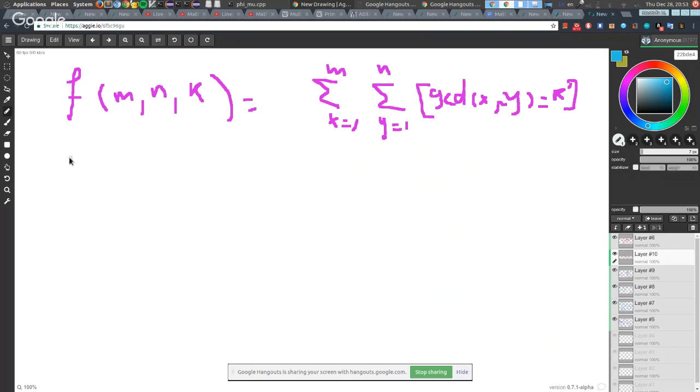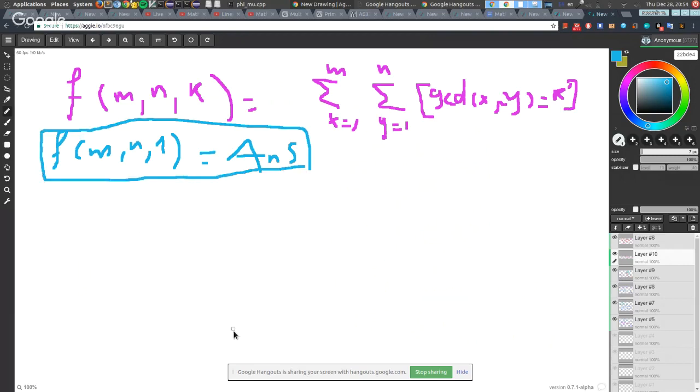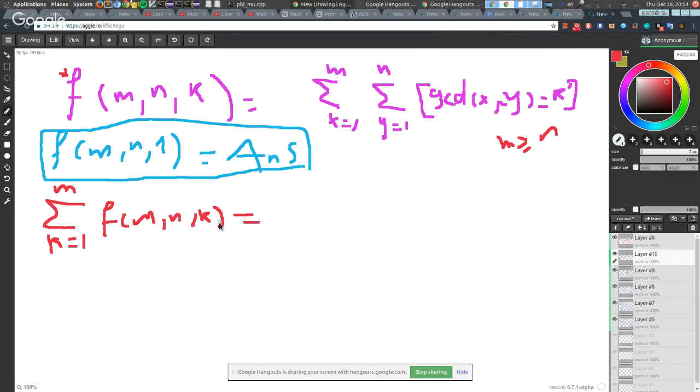So here we notice that what we want to calculate is f of m, n, and 1. So this is the answer to the problem that we had earlier. The question is how to calculate this. Here we notice something: if we make a summation of this function f for k from 1 to m, let's say without loss of generality that m is greater than or equal to n, so this is basically all the possible GCDs between x and y. So it's exactly the count of all the pairs x, y. So this is m times n.